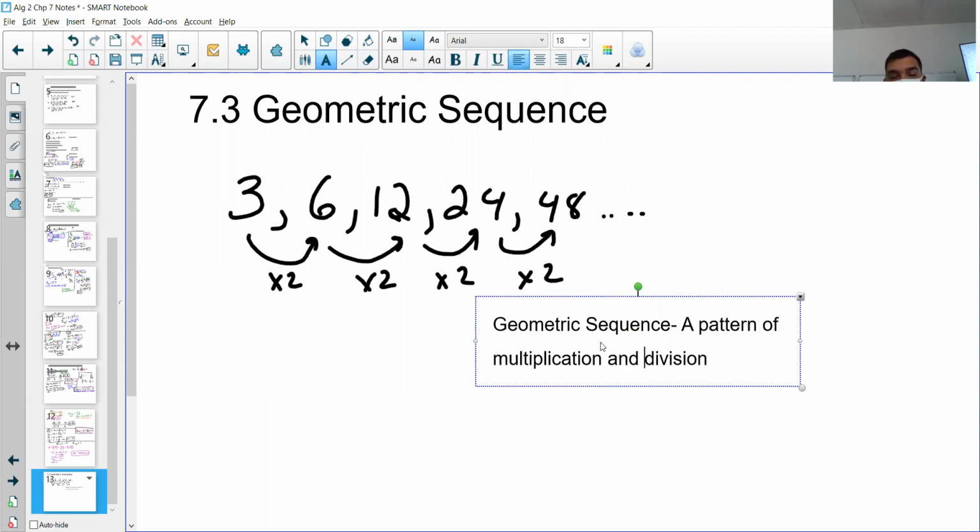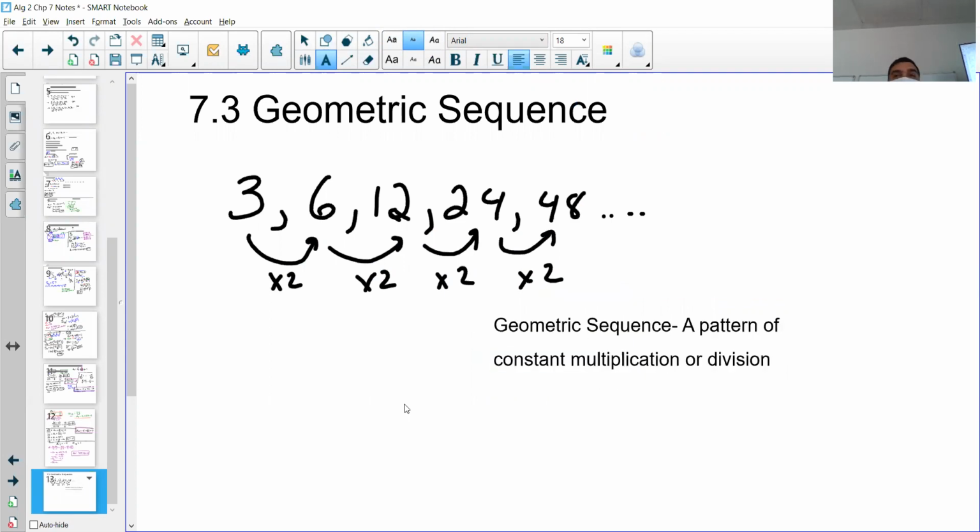I should say a pattern of constant multiplication or division. So it's multiplied or divided by the same number each time. Because you could technically have times 3, then times 2, then times 3, then times 2. That would not be geometric.